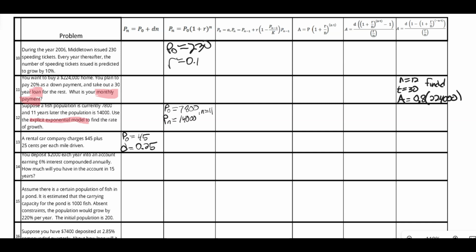Okay, next one. You deposit. Ooh, that's a good keyword. Oh, and then each year. There we go. That's all I need to know for the formula. Deposit each year. That's the one that grows over time with the deposit. Here we have our formula.